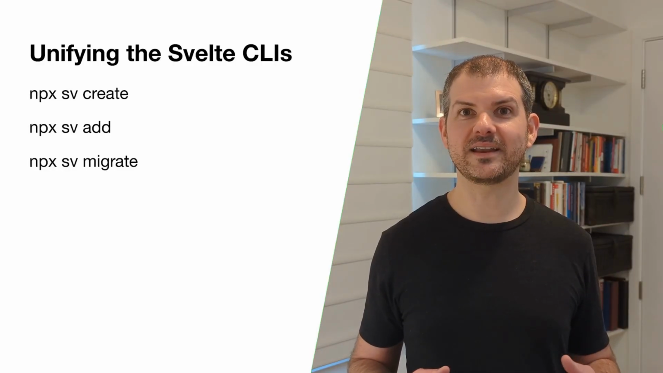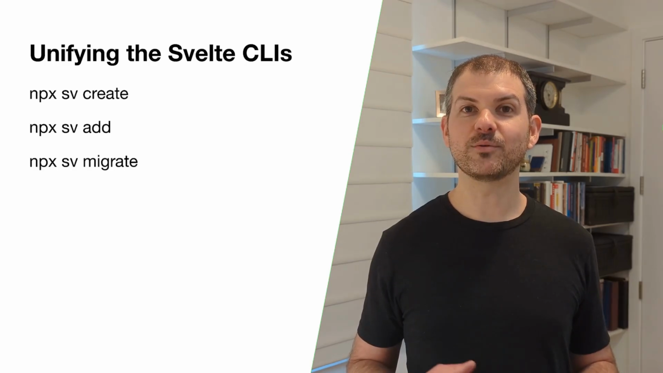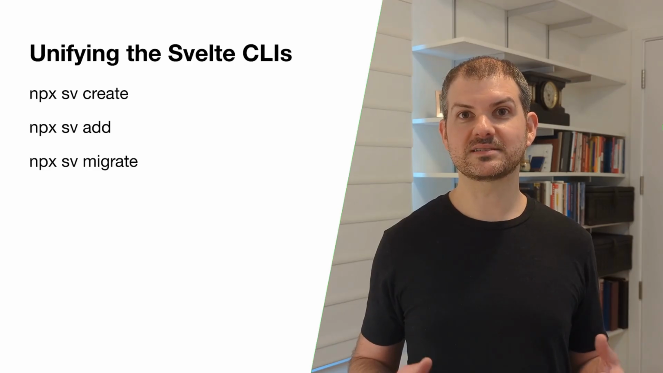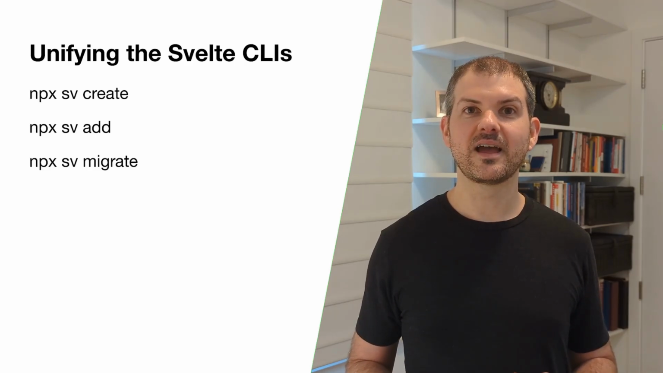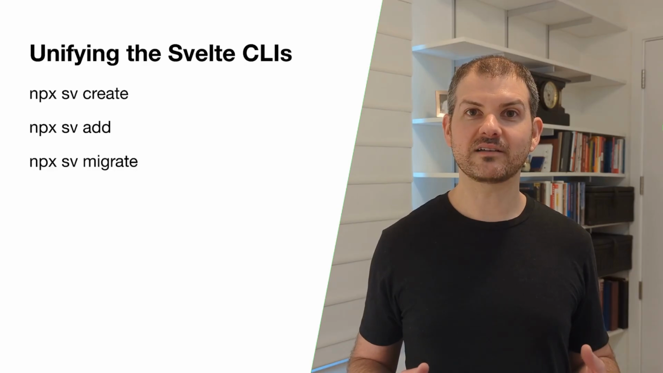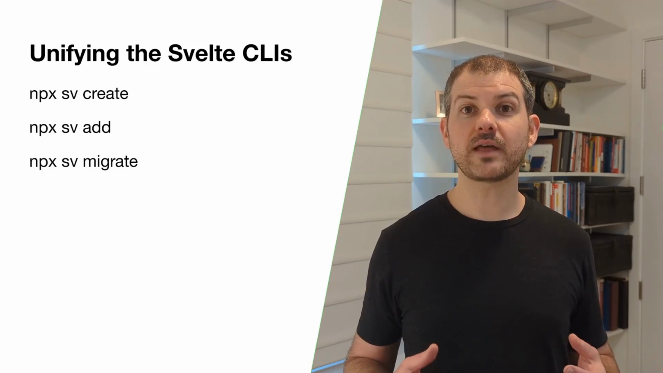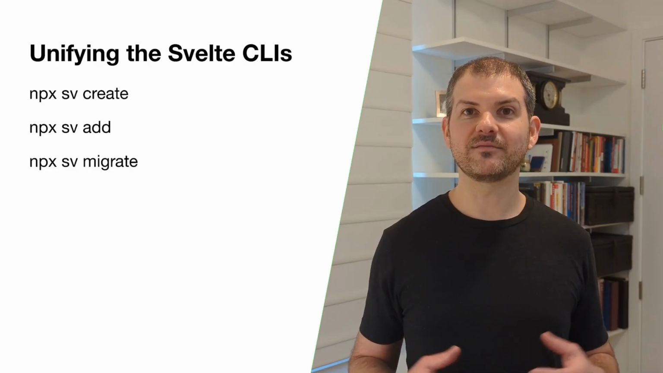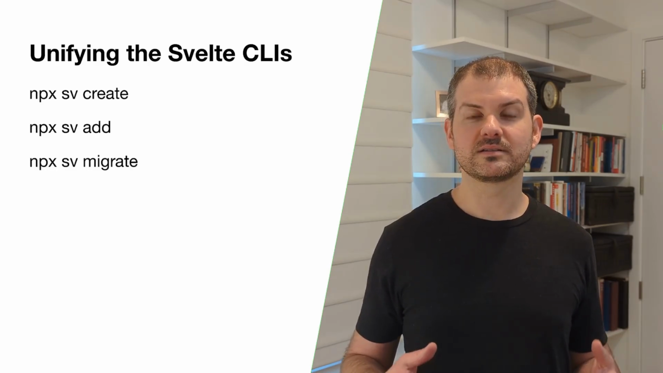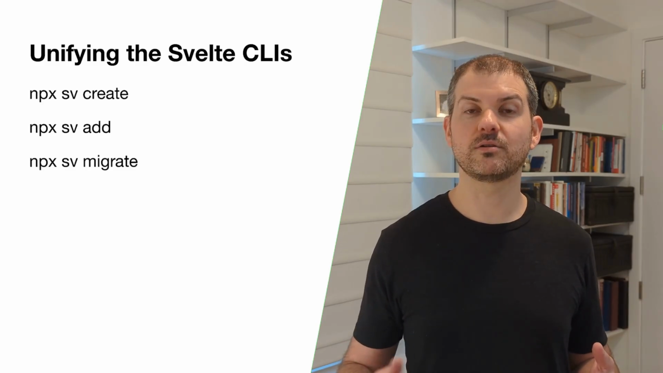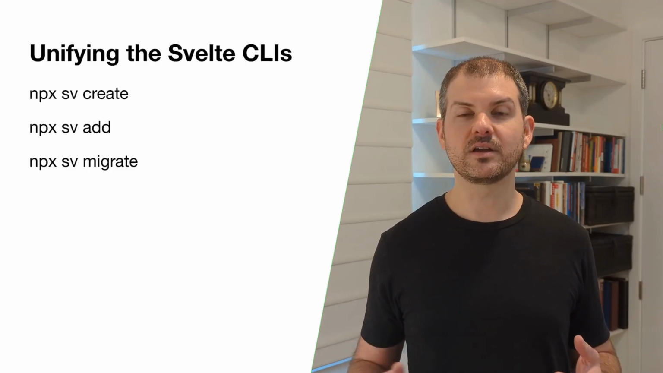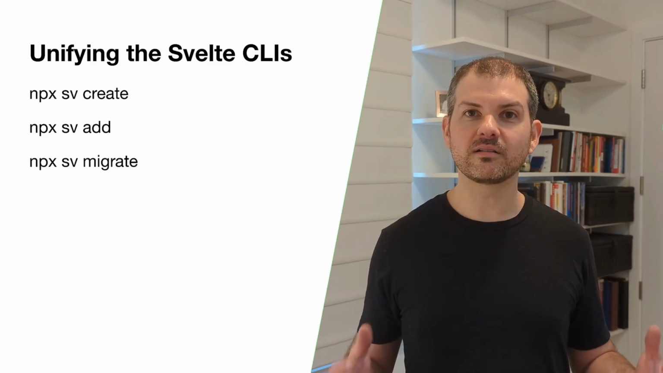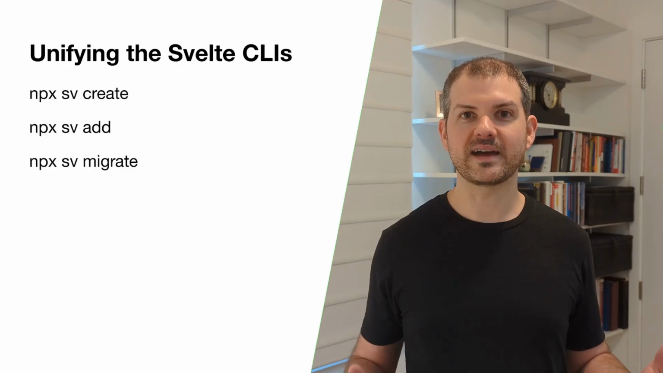Svelte has historically had a number of different CLIs. If you wanted to create a new project, you could do that with npm create svelte at latest. If you wanted to add functionality to an existing project, you could do that with the community maintained svelte add CLI. And if you wanted to migrate your code from SvelteKit 1 to SvelteKit 2 or from Svelte 4 to Svelte 5, you could do that with Svelte Migrate. Well, today, these all live in a single tool called SV.